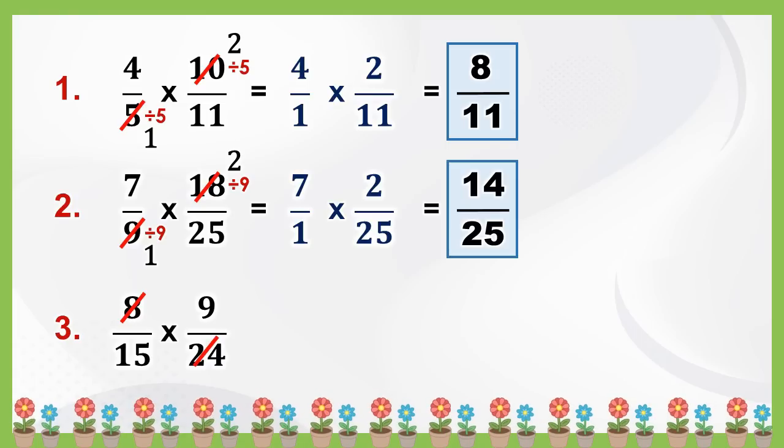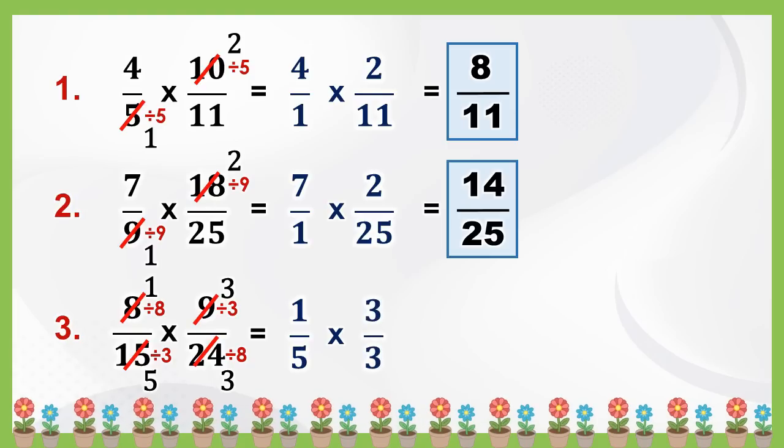The common factor of 8 and 24 is 8. Divide them. 8 divided by 8 equals 1. 24 divided by 8 equals 3. Another pair of numerator and denominator that have a common factor is 9 and 15. The common factor of 9 and 15 is 3. Divide by 3. 15 divided by 3 equals 5 and 9 divided by 3 equals 3. We have a new fraction, 1 over 5 times 3 over 3.